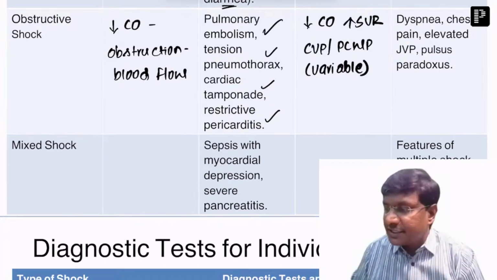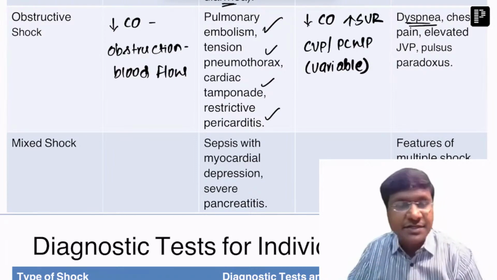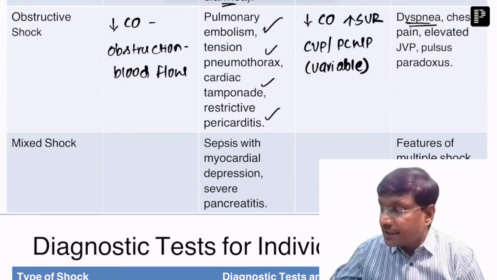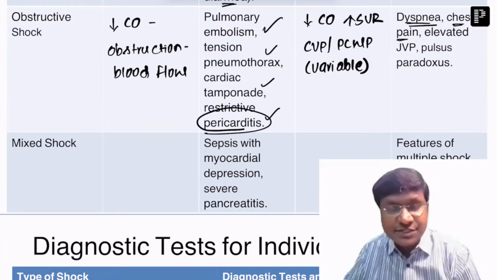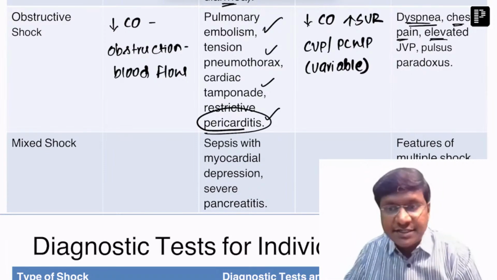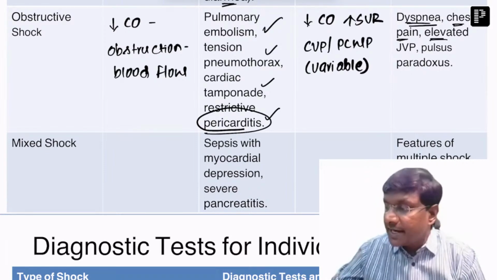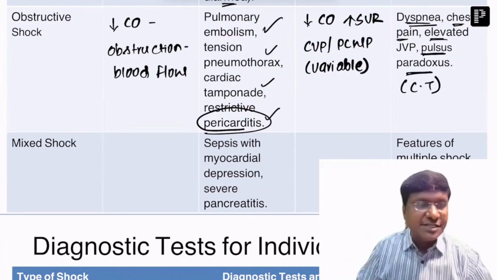What will be the presentation of obstructive shock? Dyspnea, mainly in pulmonary embolism, tension pneumothorax, and cardiac tamponade, they present with dyspnea, right? And chest pain: in case of restrictive pericarditis, they present with chest pain. In patients with cardiac tamponade, there will be elevated JVP, and even in pulmonary embolism, there will be elevated JVP. And in cardiac tamponade, you will have pulsus paradoxus.